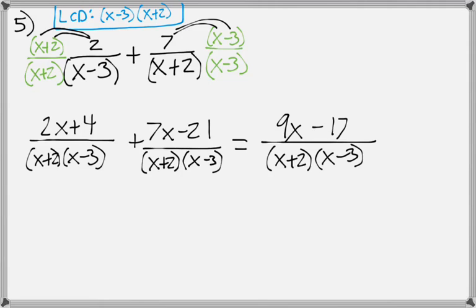Now before we declare this as our answer, we want to make sure that we can't simplify it anymore. So I can't factor the top, so I'm not going to be able to match it up with an x plus 2 or an x minus 3. So this is our final answer.